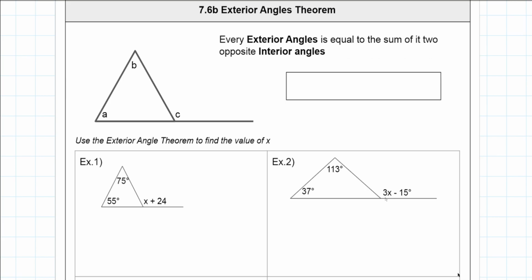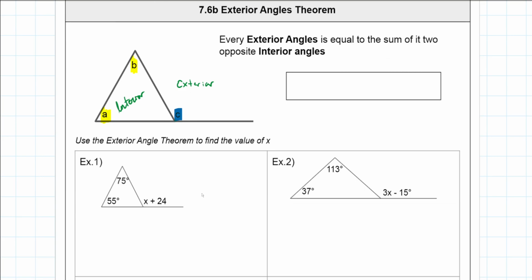Now, before we dive in, let's first break down what these mean, exterior angles and interior angles. So the interior of a triangle is the inside. Interior, inside. So this would be considered the interior of a triangle. And the exterior of a triangle would be everything that's on the outside. Exterior. So interior angles are just the angles that are on the inside. Those are called interior angles. And exterior angles are those that are on the outside. So C is an exterior angle, and B and A are interior angles.